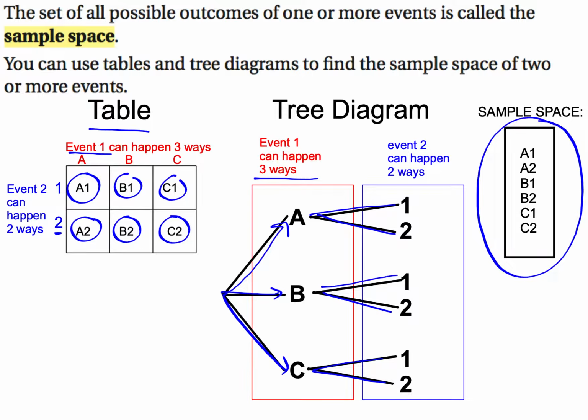Now, a list of those possible options is called a sample space. And that's exactly what a sample space is. It's the set of all possible outcomes for one or more events. And a table and a tree diagram are 2 really good examples for how that can be done. Now, if it's 2 events, a table works very well. For 3 events, you'd have to make a 3-dimensional table. That'd be kind of hard to do, or make multiple tables. Not very good for 3 or more events. But tree diagrams, they can keep breaking down as far as you have room to.